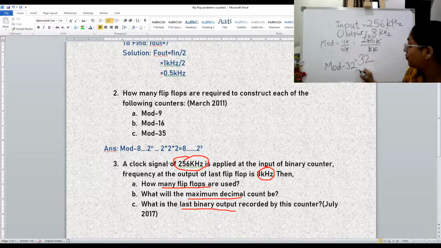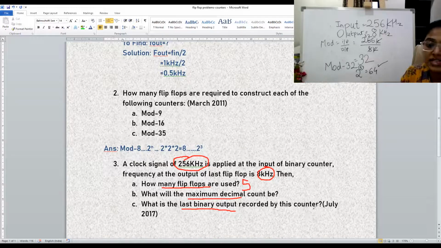mod 32 काउंटर के लिए कितने फ्लिप फ्लॉप्स लगेंगे? What raised to 2? 2 raised to what will give me somewhere near 32. 32 के पास लाएगा मुझे. क्या होगा? चलो let us try. 2 raised to 4. 4 क्या देगा? 16. नहीं, काम नहीं करेगा. 16 बहुत छोटा हो गया. Right? Let's go to the next number. What is the next number? 2 raised to 5. Right? 2 raised to 5 will give me 64. Yes, this will work. So how many flip flops am I using? 2 raised to 5 मतलब 5 flip flops. तो मैं यहाँ पे लिखूंगी 5. 5 flip flops are going to be used.